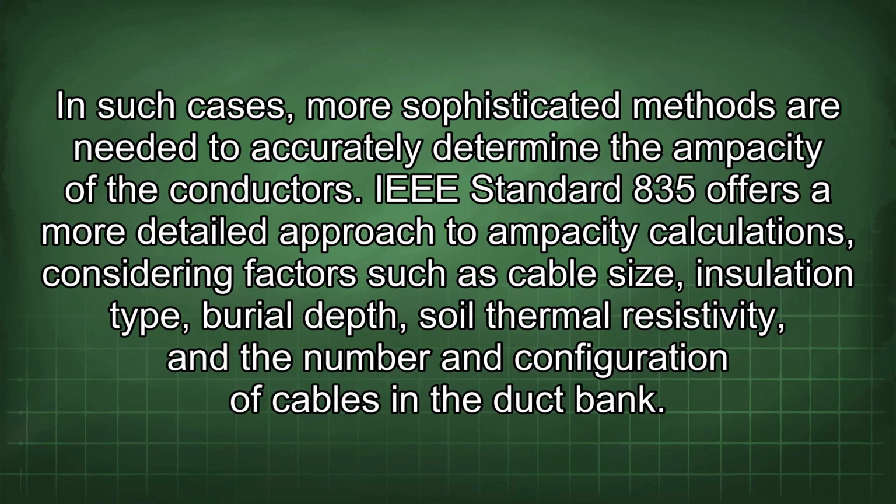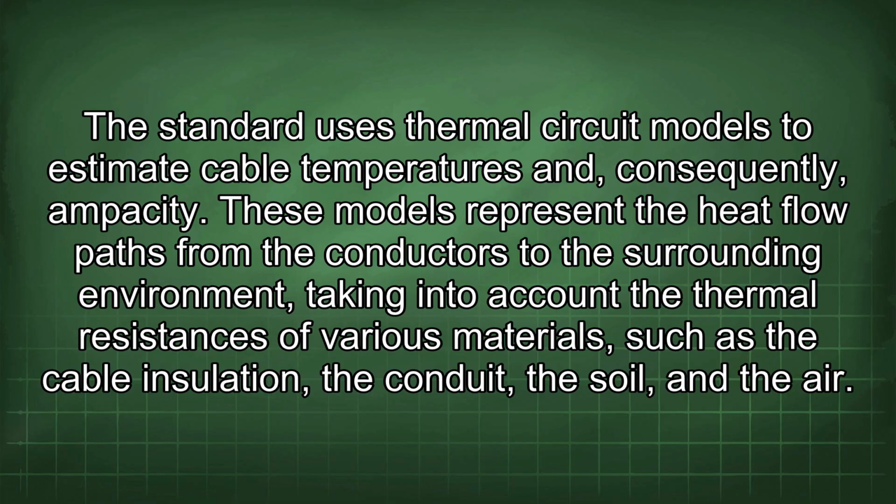IEEE Standard 835 offers a more detailed approach to ampacity calculations, considering factors such as cable size, insulation type, burial depth, soil thermal resistivity, and the number and configuration of cables in the duct bank. The standard uses thermal circuit models to estimate cable temperatures and, consequently, ampacity. These models represent the heat flow path from the conductors to the surrounding environment, taking into account the thermal resistances of various materials such as the cable insulation, the conduit, the soil, and the air.